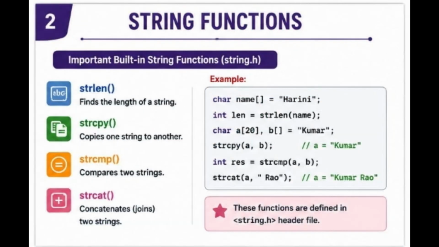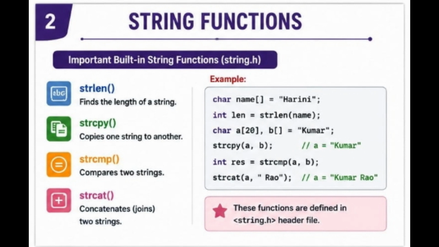Slide 2. String functions. Now, because strings are just arrays, we can't just use a plus sign to join them. We need a toolbox, which we get from the string.h header file. First, you have strlen, which acts like a measuring tape to find the length. Then there's strcpy, which acts like a photocopier to move text from one place to another. If you want to glue two strings together, you use strcat for concatenation.